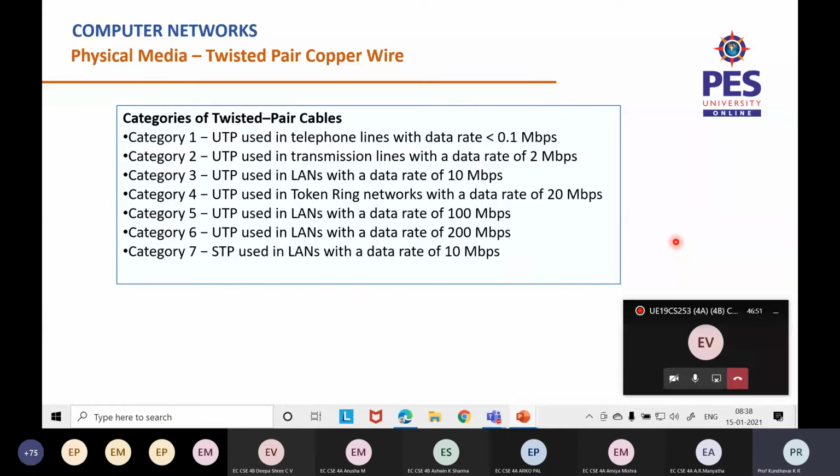There are 7 categories: Category 1 cable, 2, 3, 4, 5, 6 and 7. Out of this, 1 to 6 are unshielded twisted pair, and 7 is only shielded twisted pair. So now you can come to know which is commonly used. It's unshielded twisted pair. You need not memorize where all these categories are used. The slide is totally for your knowledge. That's it.